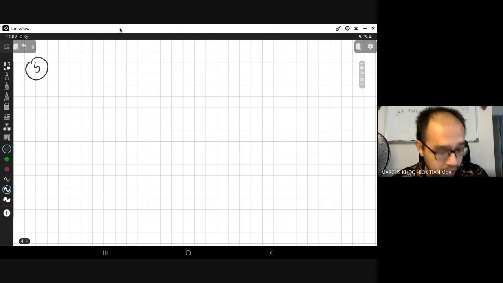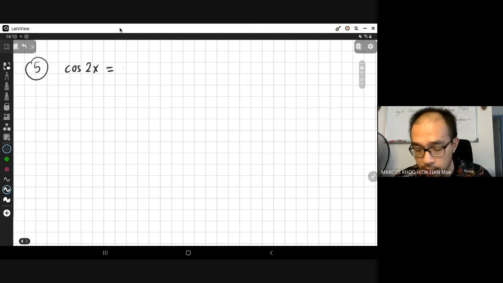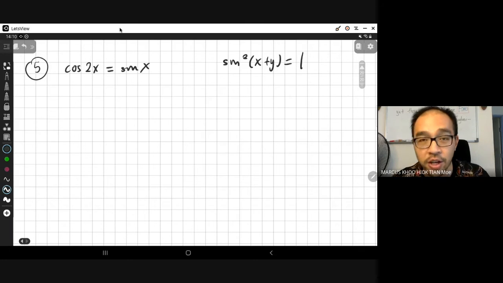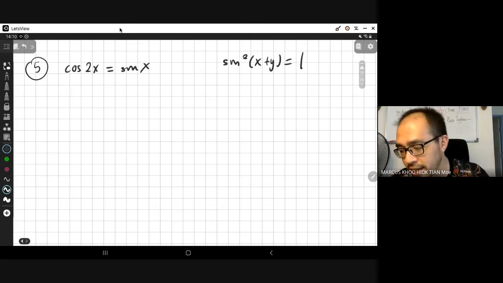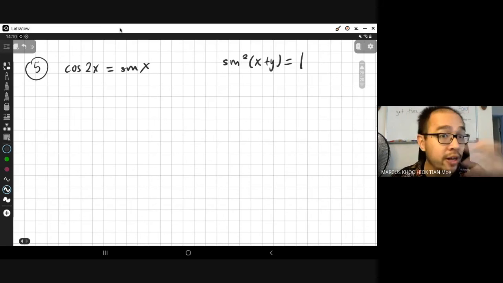Solve the simultaneous equations. This is also a very common one. Interestingly, this is actually a Form 6 question when I was taking Form 6, but now it has come to Form 5 level. cos 2x equals sine x and sine squared (x plus y) equals 1. Now in order to solve simultaneous equations, we have to find one value first and then find the other value. This is very normal.